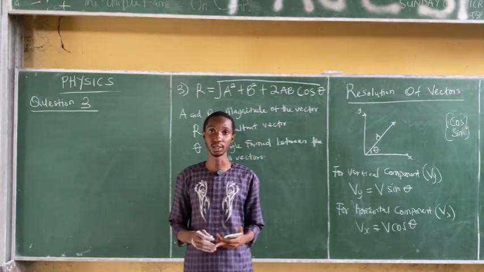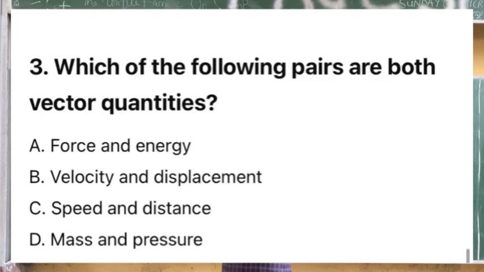For question 3, it says, which of the following pairs are both vector quantities? A, we have force and energy. B, we have velocity and displacement. C, we have speed and distance. D, we have mass and pressure. Let's check it out.